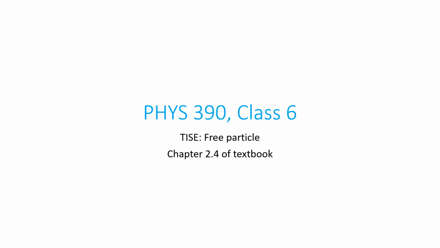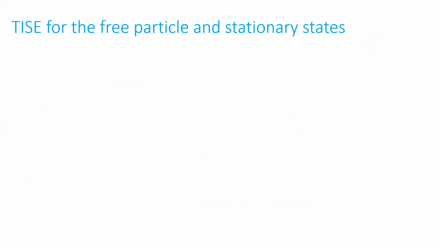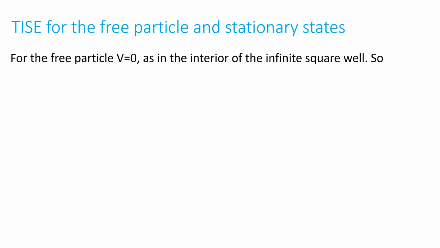This is on the TISE, or time-independent Schrödinger equation for the free particle, and this covers Chapter 2.4 of our textbook. So the TISE for the free particle gives rise to stationary states, just like the harmonic oscillator and the infinite square well did. So let's see what these might look like.